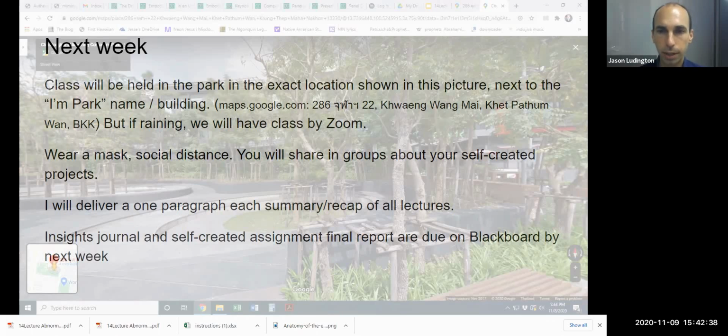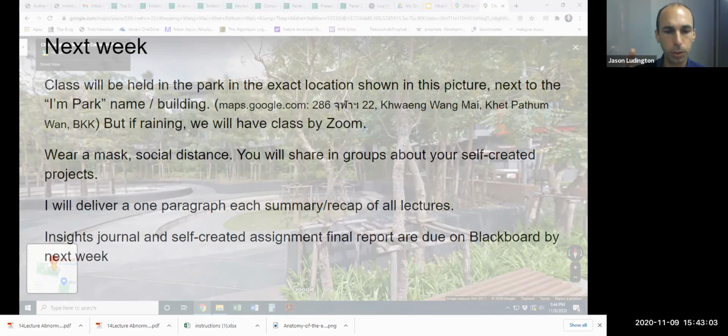So you will share in groups about your self-created projects. They are going to be due on that day. So everyone would have completed and looked at their results and analyzed and detected whether they've made progress or not. Also, I'd like to make a special point about your self-created project.